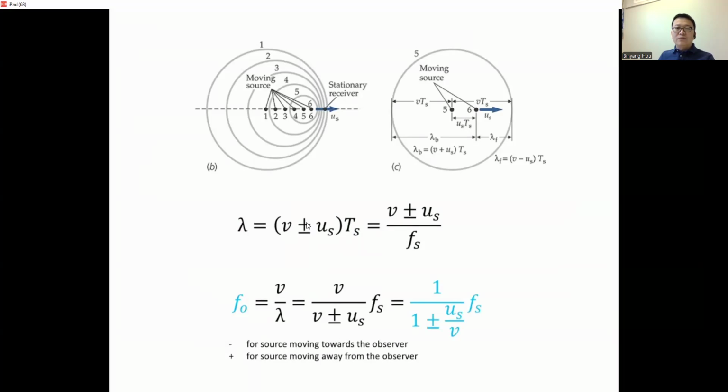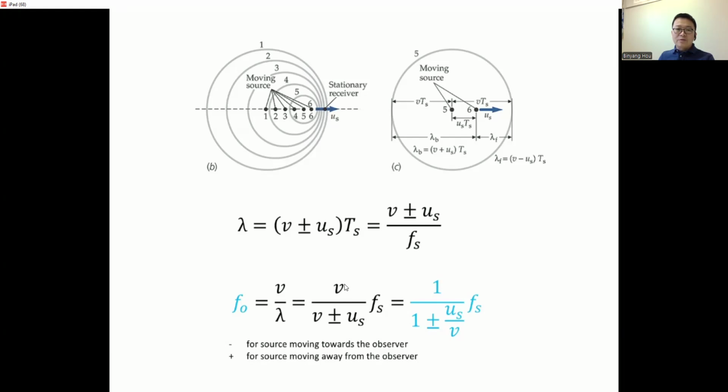Now, if we do the frequency the observer hears or feels, we do V, the speed of the sound, over the lambda. So it's V over this whole thing together, V over this whole lambda. So this flips up and becomes V over V plus or minus U_S.